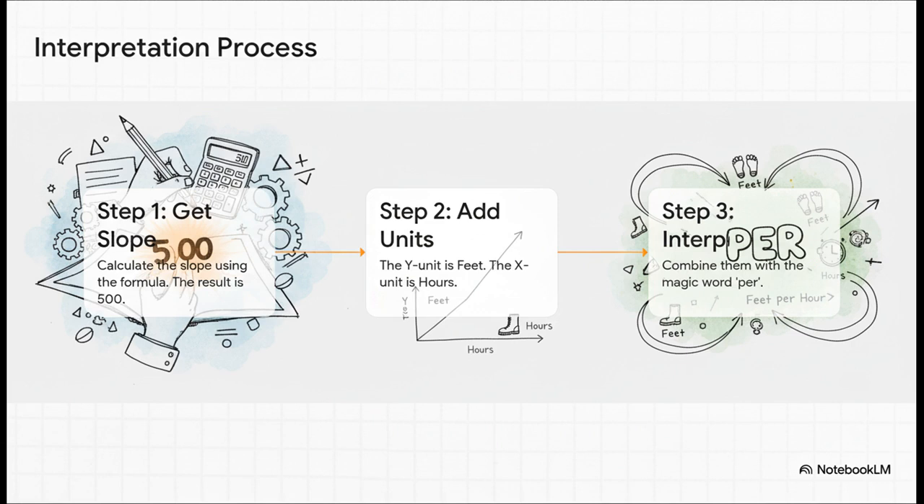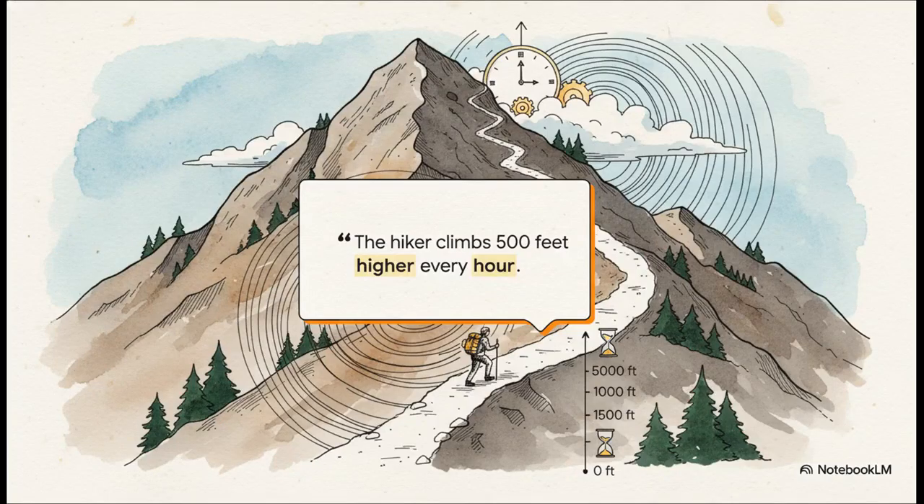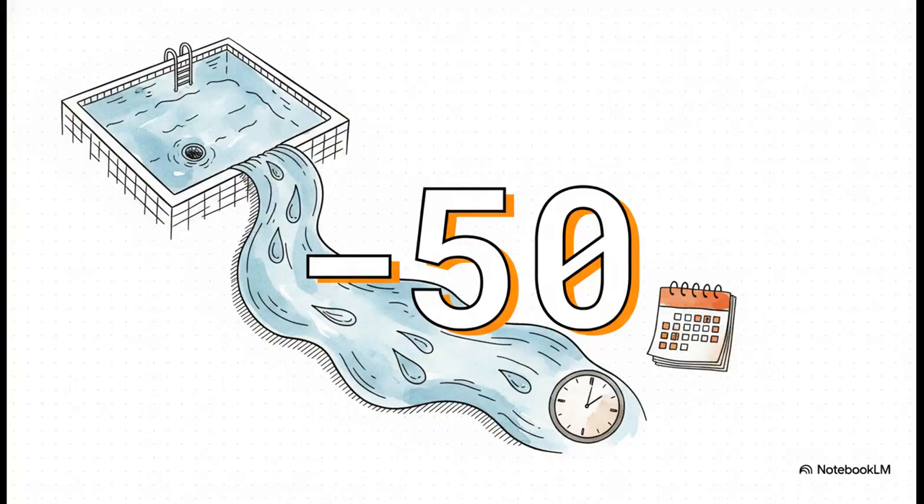Second, we gotta identify our units. What are we measuring? Well, the y-axis is feet, and the x-axis is hours. Third, we put it all together with our magic word. And there it is. That's our story. The number 500 isn't just a number anymore. It means that for every single hour that goes by, our hiker gets 500 feet higher up the trail. It's a clear, simple interpretation. See how that works?